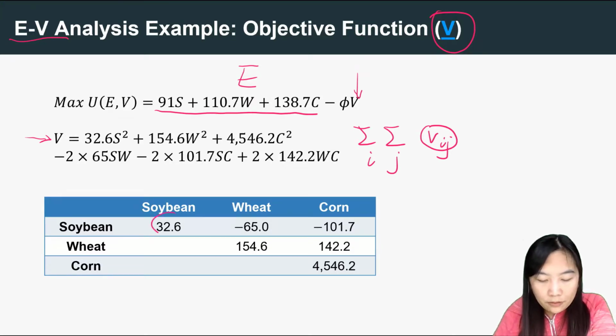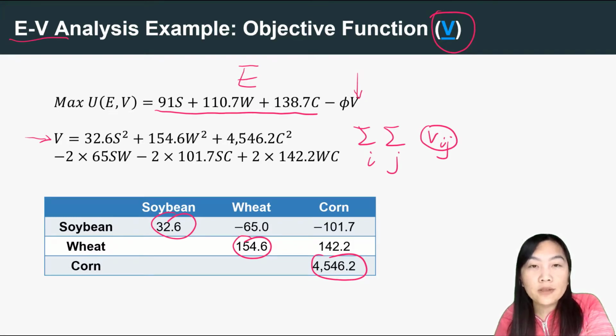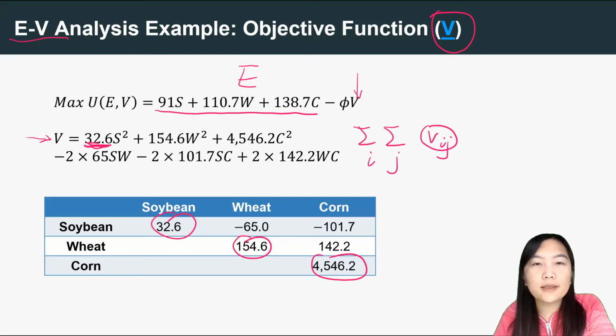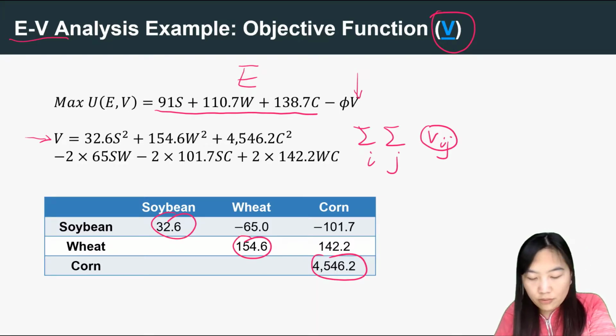And let's first work on the three on the diagonal of this table. Those are the three variances there. So it will equal 32.6, that's the variance for soybean, times S squared. Because it's S here, it's also S there. So that's S squared, and same for wheat and for corn.